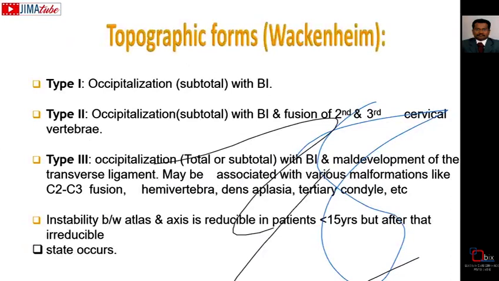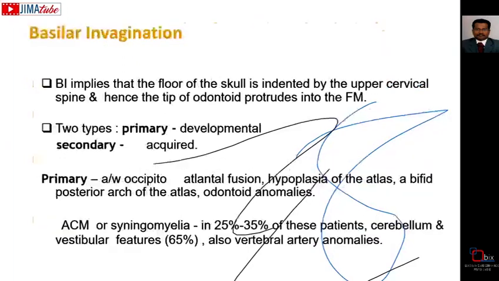We have type 1, occipitalization with basilar invagination. Type 2 with fusion of second and third vertebra. Type 3 is total occipitalization. Basilar invagination implies that the floor of the skull is indented by the upper cervical spine. Hence, the tip of the odontoid protrudes into the foramen magnum.